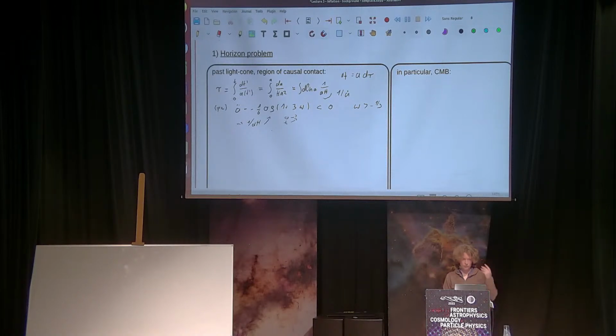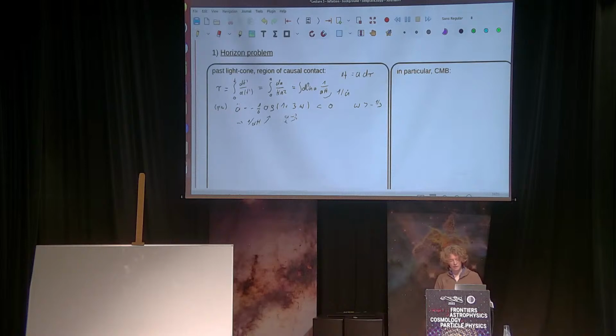But the fact that you find that intuitive is simply because in your mind you are actually thinking about a universe which has a decelerated expansion, because you're thinking about a universe which is matter or radiation dominated. You can see from the second Friedmann equation, if omega is not larger than minus 1/3, this is not necessarily the case. Then the past light cone actually shrinks.